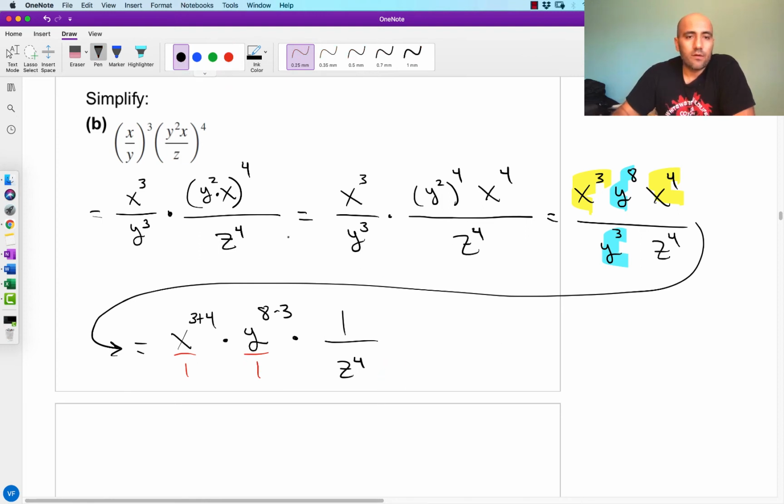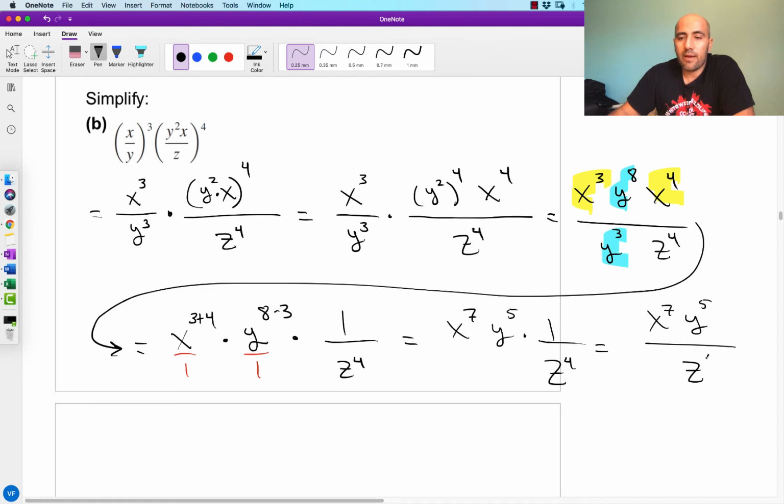Good. All right, so this will be equal to x to the 7th power, y to the 5th power, times 1 over z to the 4th power, and finally x to the 7th power, y to the 5th power, all over z to the power of 4.